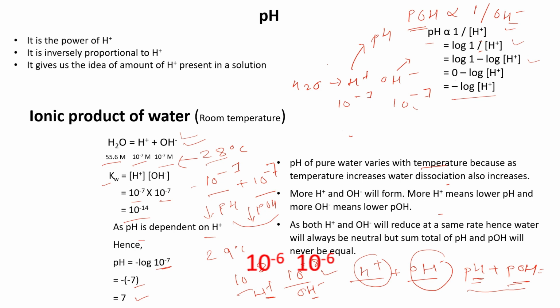Clear? So in both situations, because they are inversely related, an increase in H plus concentration will decrease the pH, and an increase in OH minus concentration will decrease the pOH. Because they will decrease at the same rate, water will be neutral at all temperatures. But because dissociation is more, if we add pH and pOH, this won't come the same at all temperatures.